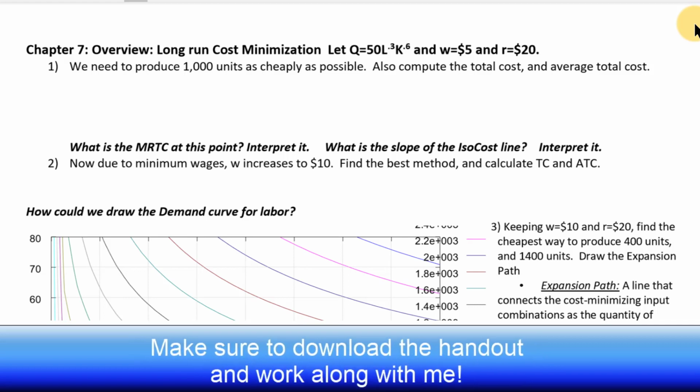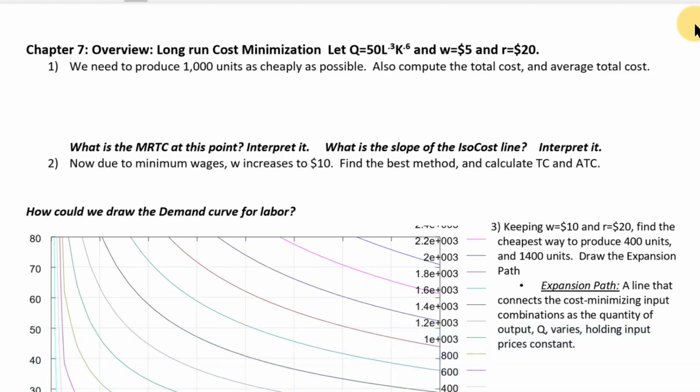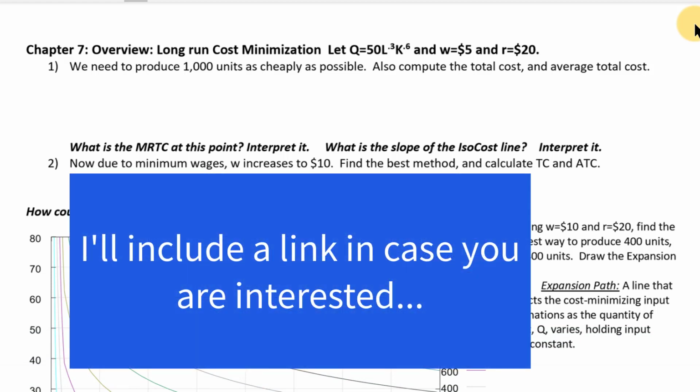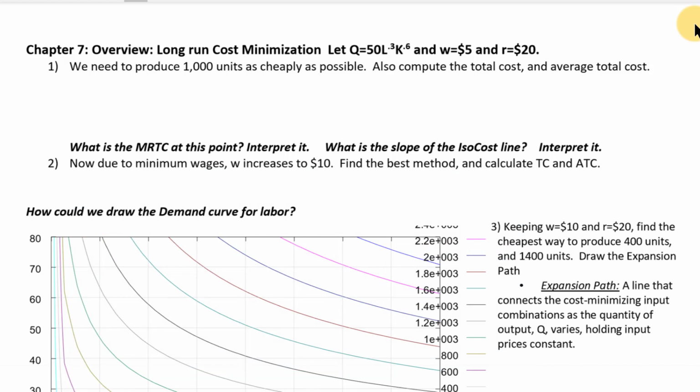Alright, let's do some cost minimization problems. Now there are a lot of ways you can solve these. You can use some fancy calculus methods. There's one called the Lagrangian multiplier method. I have other videos where I go through that if you're interested, but for this class, I just like to do it the simplest way you can possibly do it.